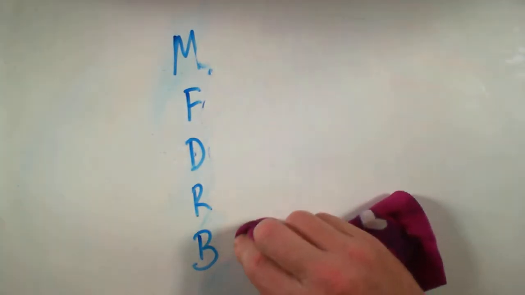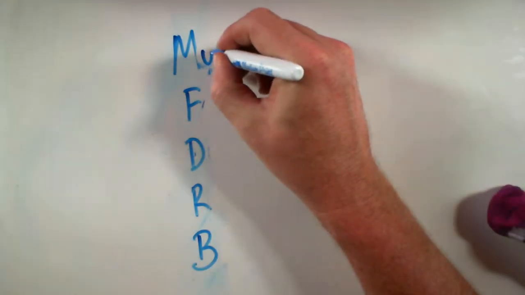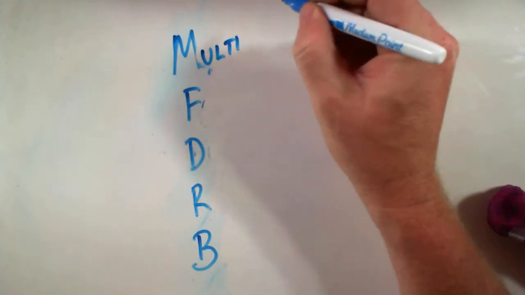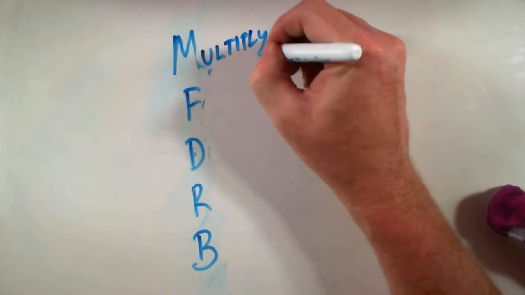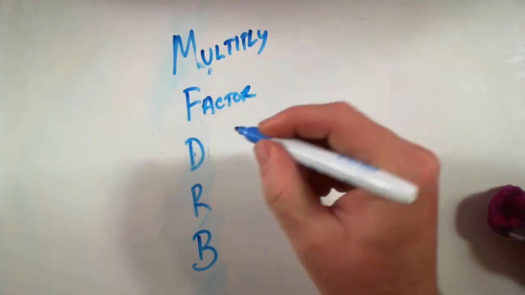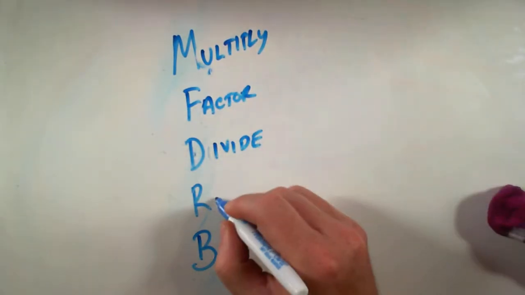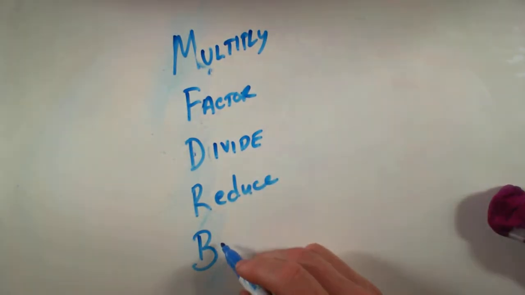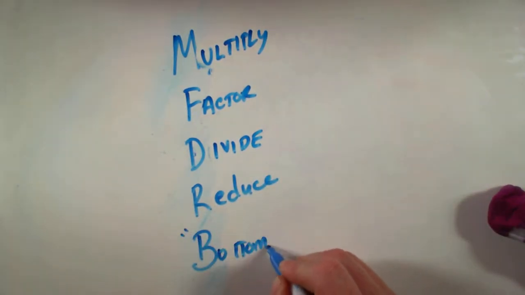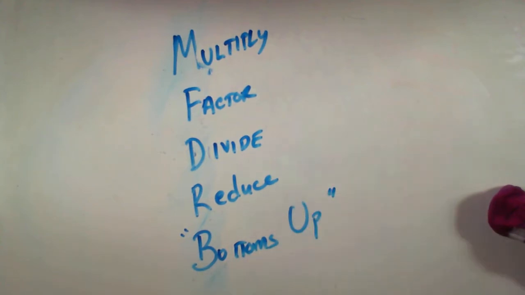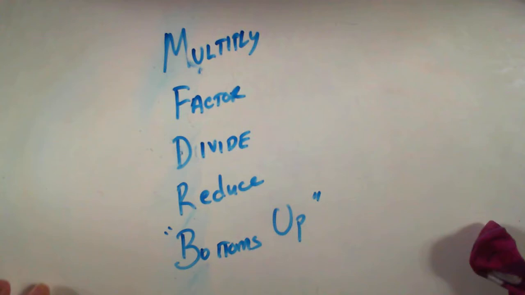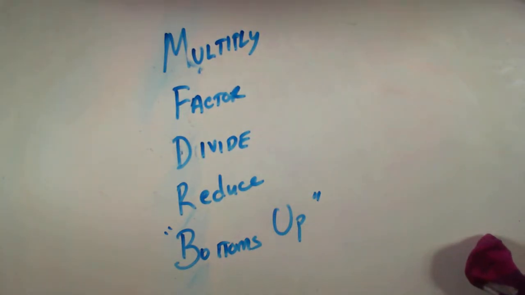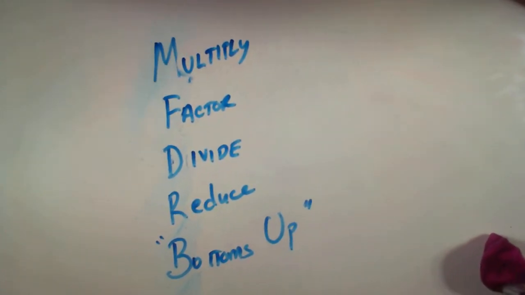What that actually stands for mathematically is multiply, factor, divide, reduce, and then bottoms up. Let's talk about what that means in terms of a problem. Because right now I understand those are basically just words. My father drinks Red Bull: multiply, factor, divide, reduce, bottoms up. So here's what we mean by each one of those.